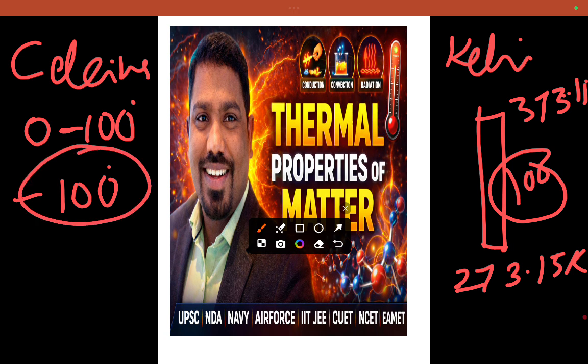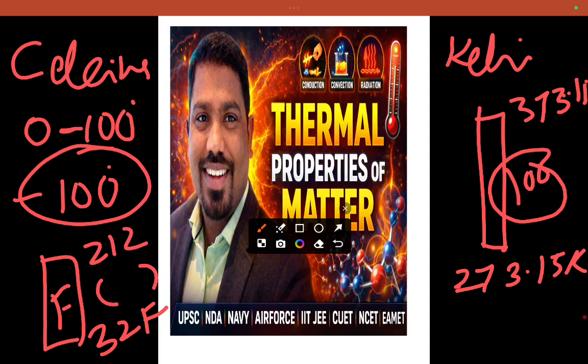Coming to Fahrenheit. This is the Fahrenheit scale. The lower fixed point in the Fahrenheit scale is 32 degrees Fahrenheit, and the upper one is 212. That means the number of divisions on the Fahrenheit scale is 180. Lower fixed point is 32, upper fixed point is 212. And finally, Reamur.